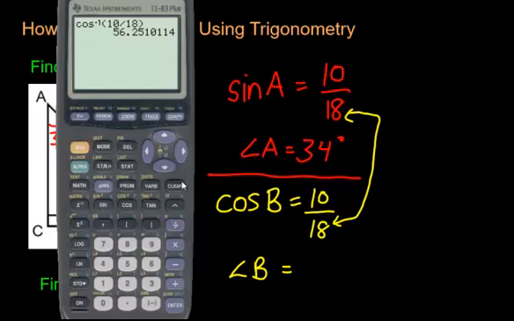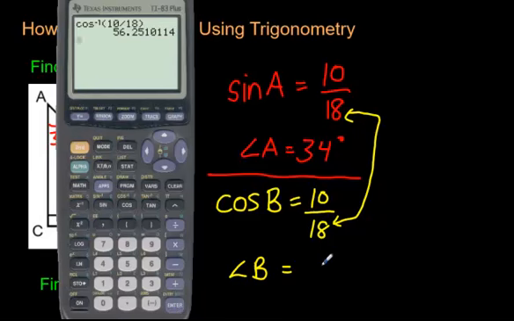We want to go second function. Remember, it's going to be second function or shift on your calculator. We're looking for cosine. We want to make sure we have that little -1 showing. And you want to go 10 divided by 18. I'm going to close the bracket. Hit enter. Bang. We're done. 56 degrees.